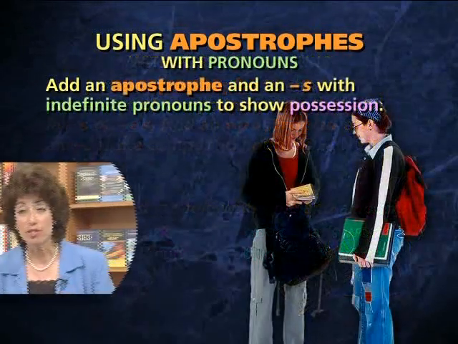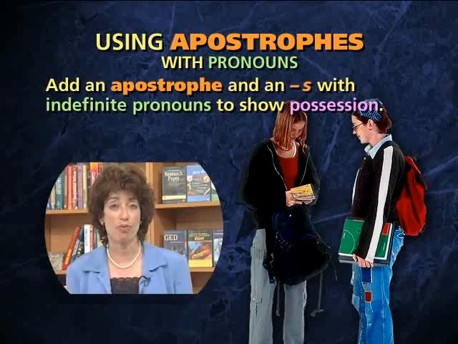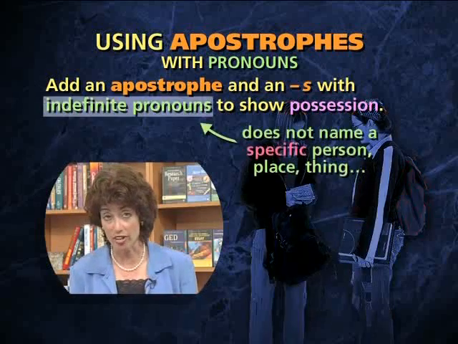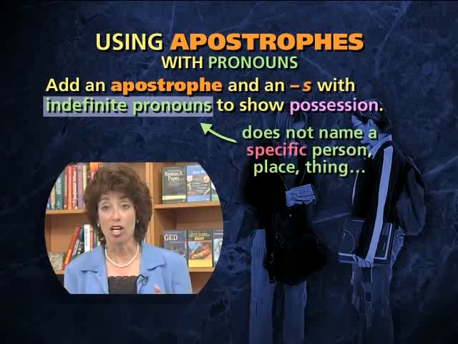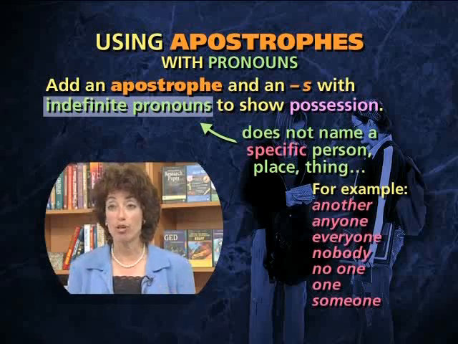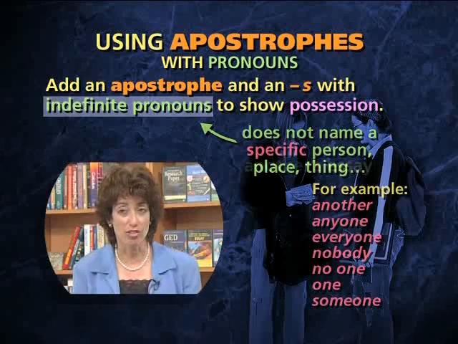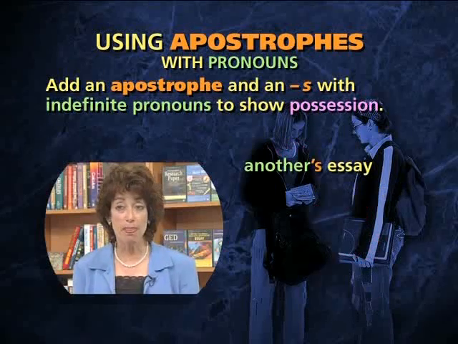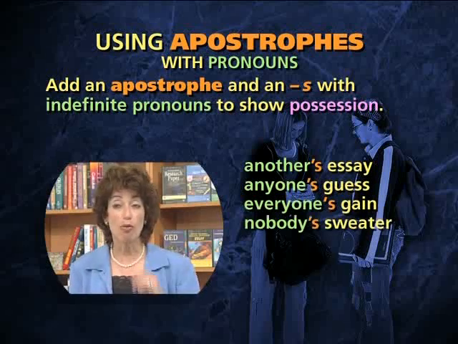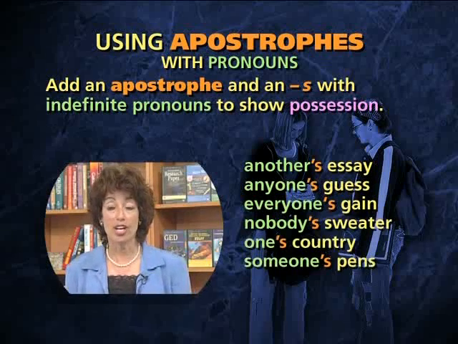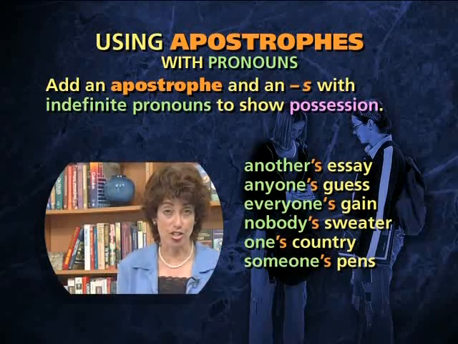Now with pronouns, you just add an apostrophe and an S with the indefinite pronouns to show possession. Remember that an indefinite pronoun does not name a specific person, place, or thing. Another, anyone, everyone, nobody, no one, one, someone. Those are all indefinite pronouns. So: another's essay, anyone's guess, everyone's gain, nobody's sweater, one's country, someone's pens. It's always apostrophe and S.